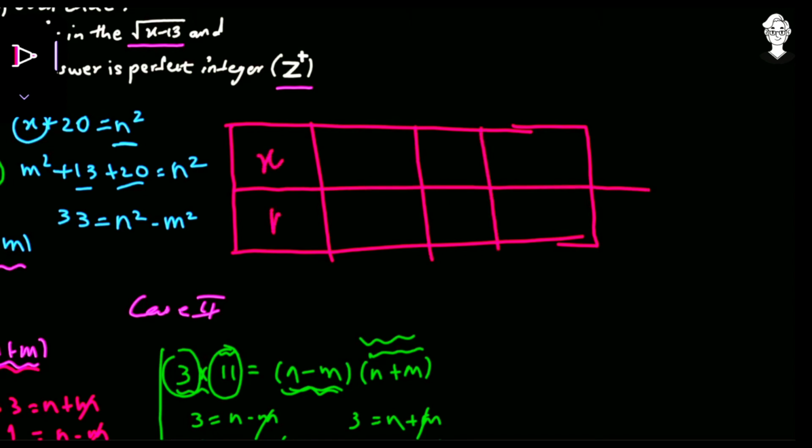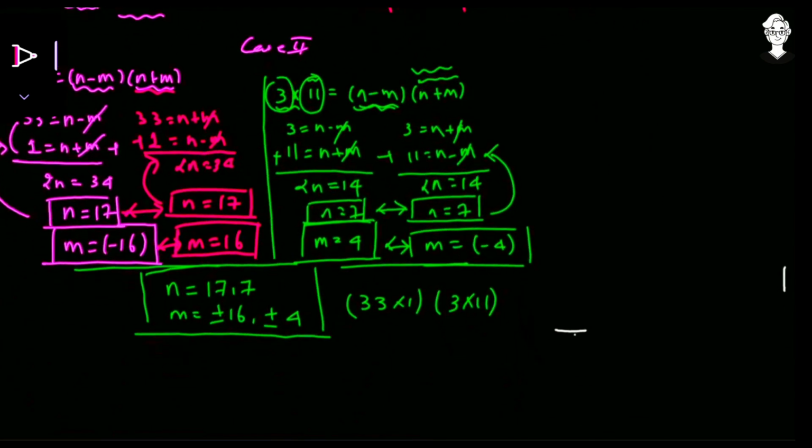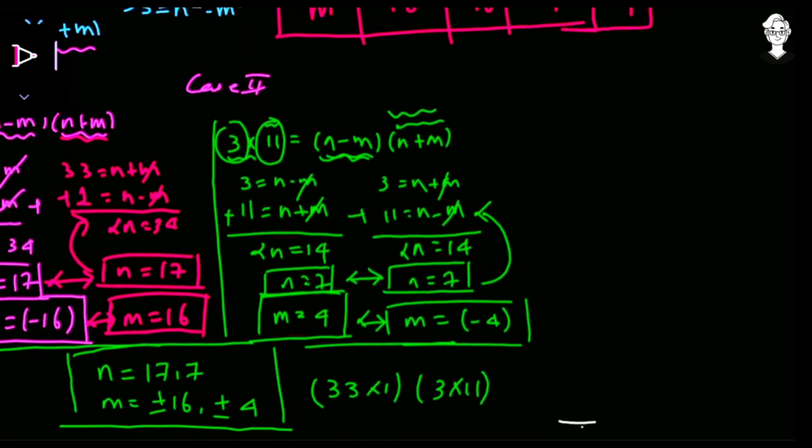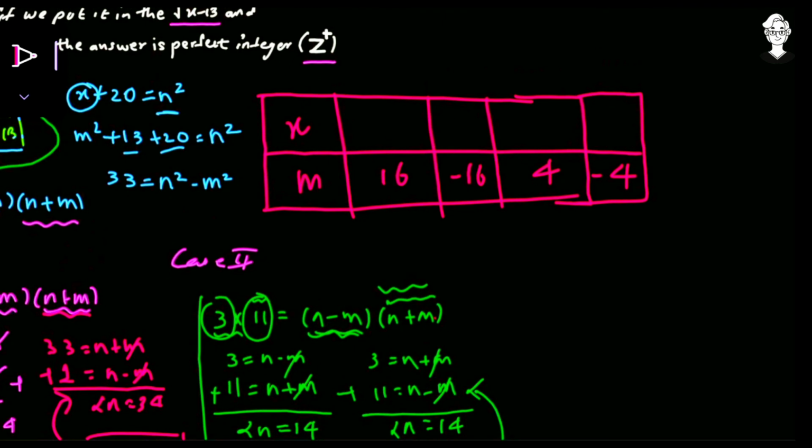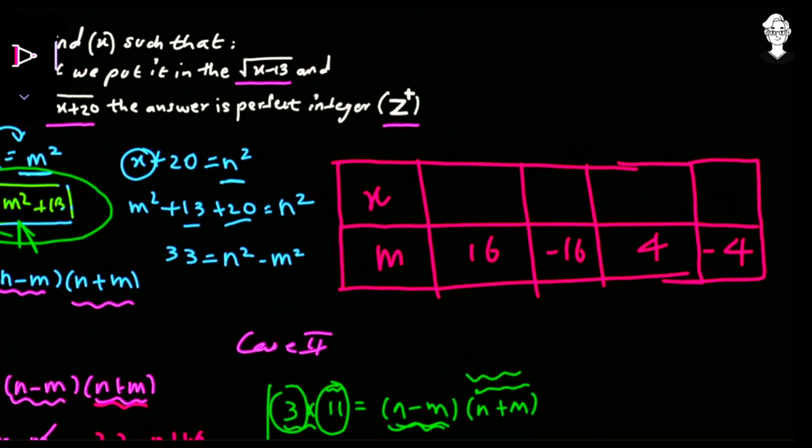First of all, making a nice table, x and m. The values of m are plus and minus 16, plus and minus 4, that is positive 16, negative 16, positive 4, negative 4. Now we have to put that in x is equal to m square plus 13. We have to put the value of m over here to obtain the value of x.